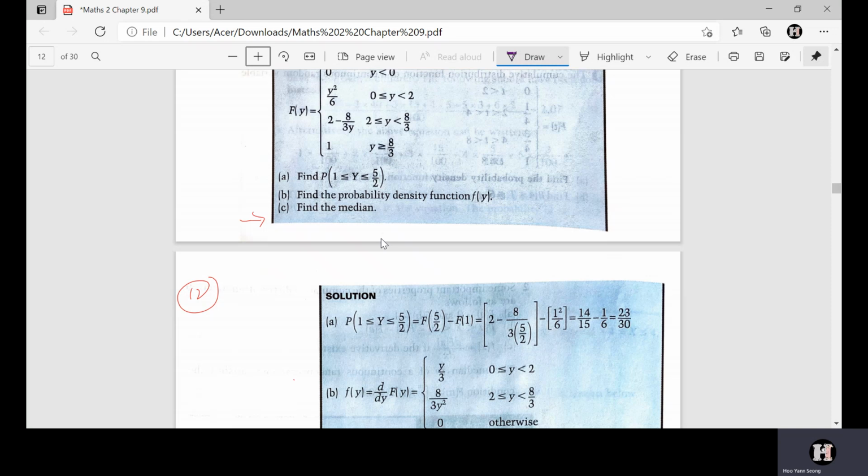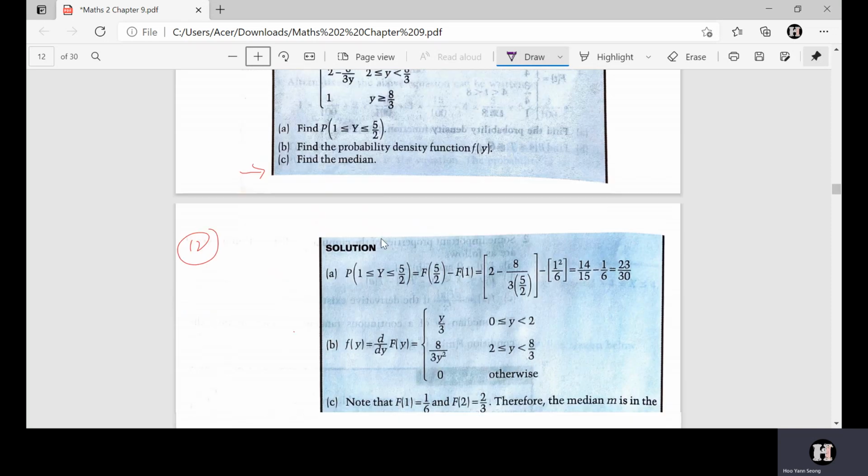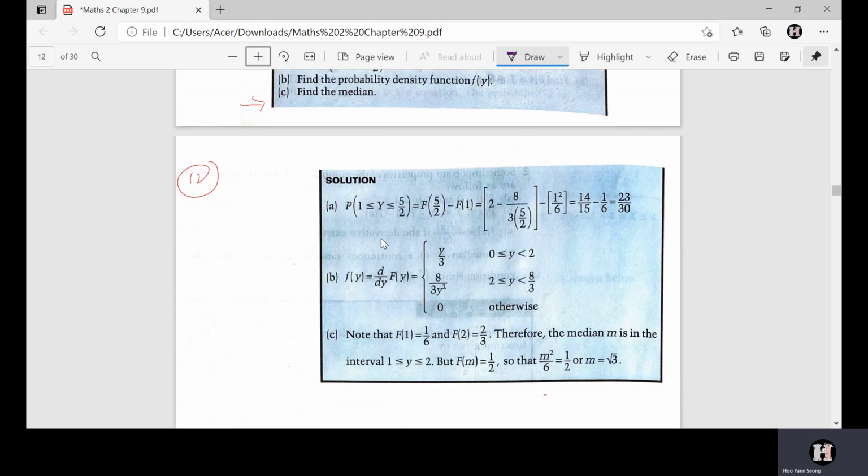Then you find the normal random variable, the small letter y. If you want to find back the same answer, you need to integrate from 1 to 2, then 2 to 5 over 2, to find back the same answer for this one. So you also need to separate it.